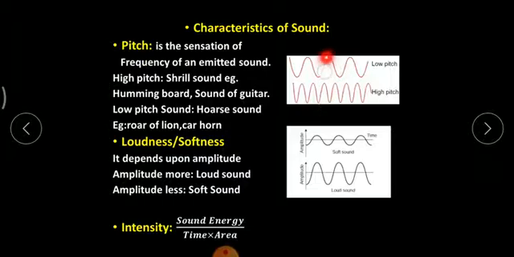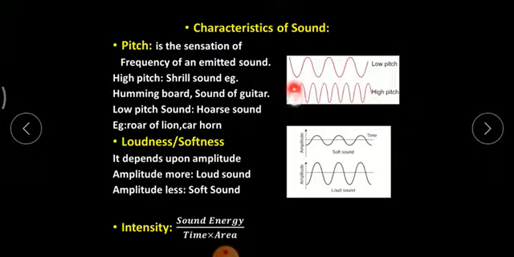You will find either this type of wave or that type of wave, since you are comparing. If this sort of wave is there, it is a low pitch sound, wherein the waves are apart from each other. A high pitch sound is also known as a shrill sound. So this is a high pitch sound, which is a shrill sound. Example, a hummingbird. The hummingbird's voice is a high pitch sound. The sound of a guitar is again a high pitch sound.